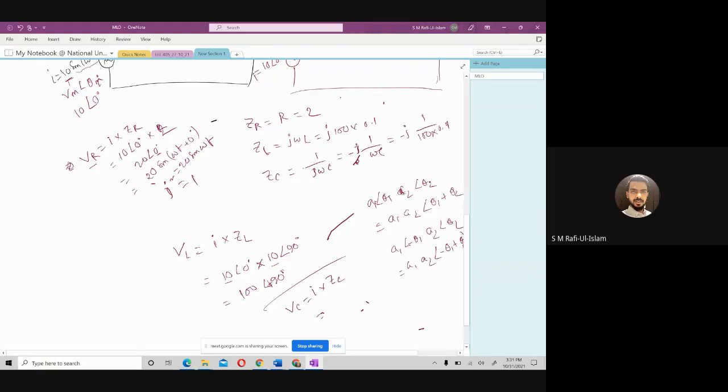So what is I? I is 10 angle 0 degree. What is ZC value? ZC means 1 upon 10, which is 0.1, and the angle is negative 90 degree, because minus j means negative 90 degree, and plus j means plus 90 degree. In that case, 10 times 0.1 means 1, and the angle is 0 minus 90, which is minus 90 degree. That means this voltage is lagging the current by 90 degree, this voltage is leading by 90 degree, and this voltage is in phase.